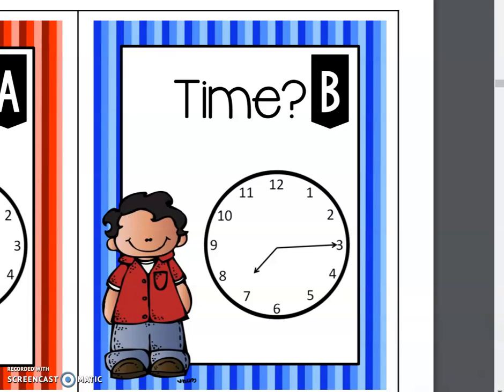So we're going to look at our hour hand first. Where is our hour hand pointing? And then we want to look at our minute hand, okay? And remember, as we go around the clock, each number that we hit is 5 minutes. So we're going to count by 5s.